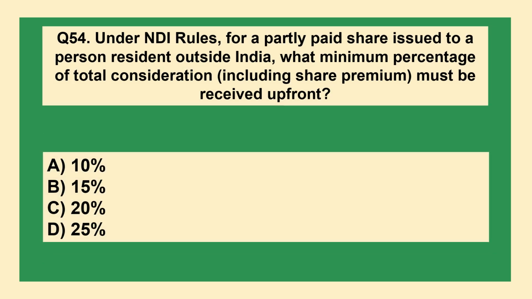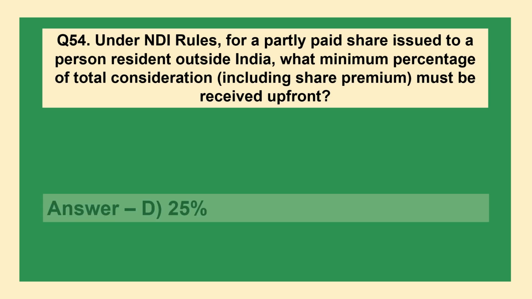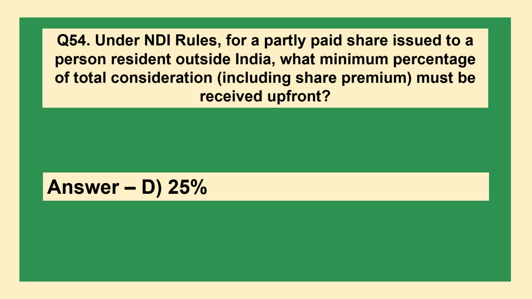Under NDI rules, for a partly paid share issued to a person resident outside India, what minimum percentage of total consideration, including share premium, must be received upfront? A 10%, B 15%, C 20%, D 25%. The answer is D, 25%.